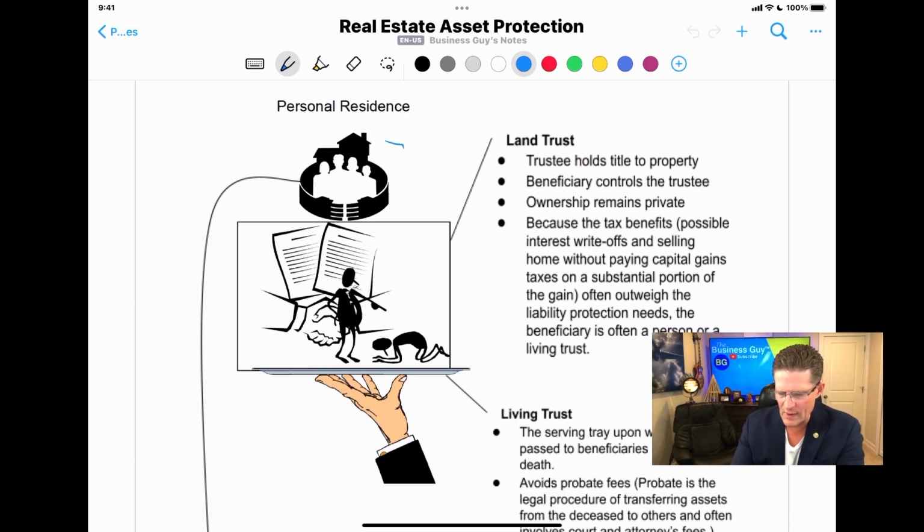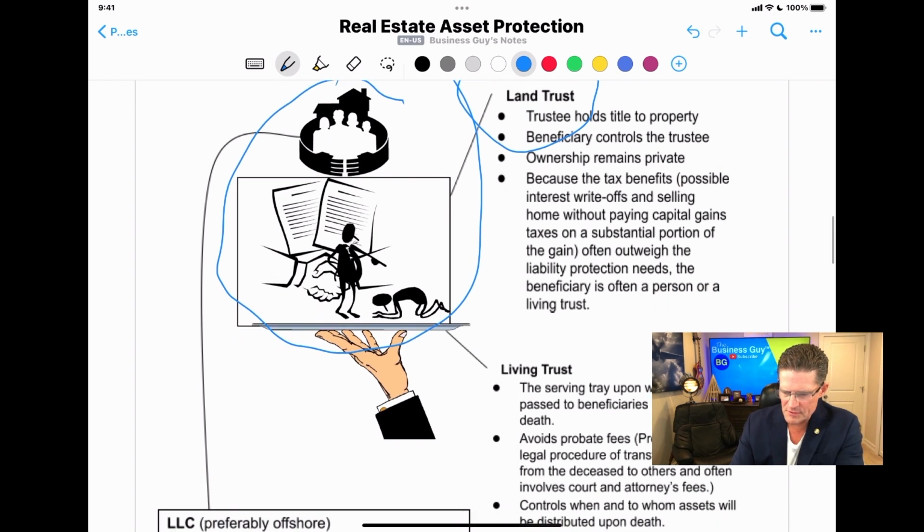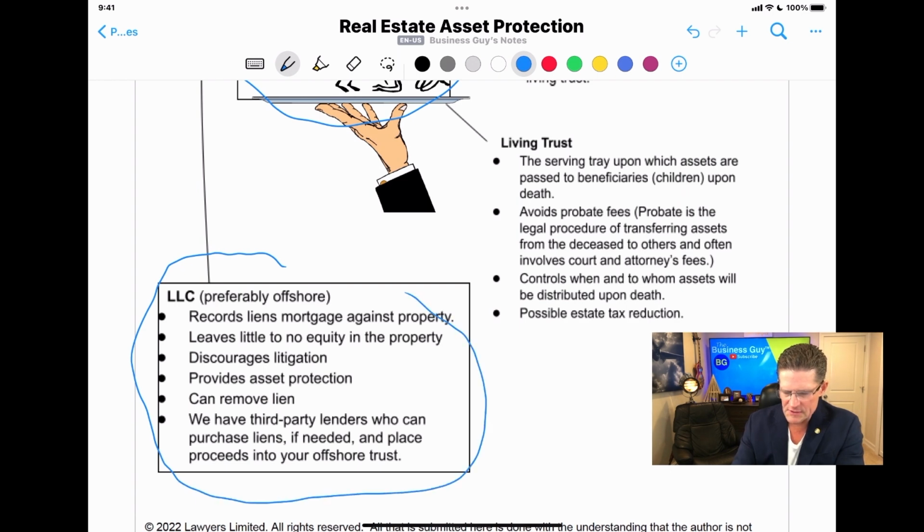So for the personal residence, for privacy of ownership, we put it into a land trust. And the reason we do that is privacy of ownership. When somebody looks in the public records, they don't see your name associated with real estate. That's why we put the real estate into separate land trusts, so you have privacy of ownership. Okay, now with the personal residence, if you have equity in it, unless you live in a state that has significant equity protection, homestead protection, we also record a lien against the property payable to an LLC initially.